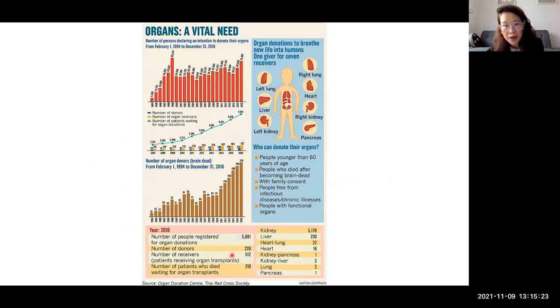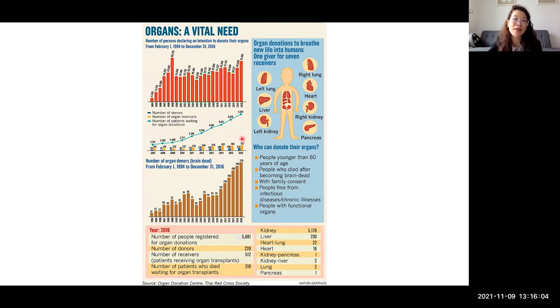So this graph, there's a lot going on, but I want to show you the line graph here. I got this data from the Thai Red Cross Society in 2016, basically 5 years ago, but the trend is pretty similar. You will see the green line here, which is the number of patients waiting for organ donation, in the 5,000 magnitude. But the bar graphs here are 200 and 500. 200 is the number of donors. So we have only 200 donors who give organs for 5,000 people.